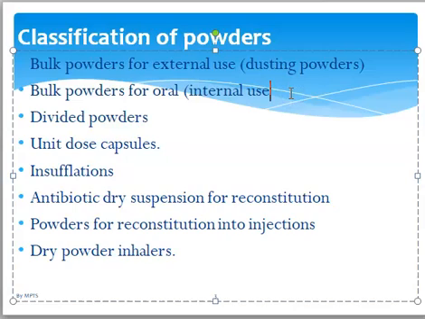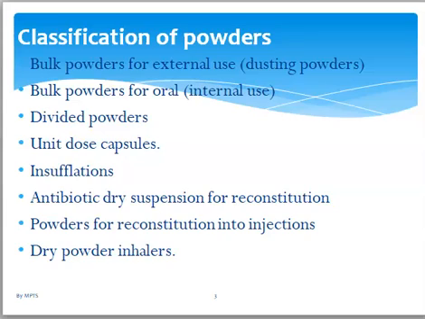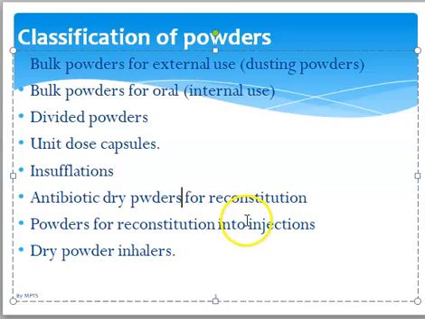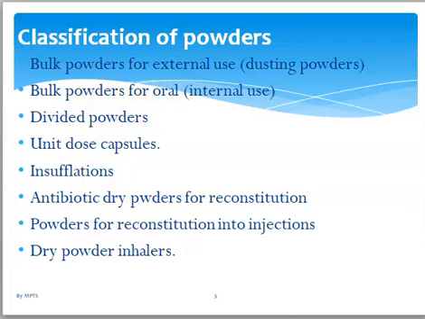Then we have divided powders, unit doses, and capsules. Of course, inside the capsule you have a powder, except those which contain pellets. Insufflations, because they are meant to be blown into body cavities. Of course, now antibiotic dry suspension for reconstitution. Now dry powders for reconstitution, either these can fall under bulk powders for oral use, or powders for reconstitution, usually injection. Then dry powder inhalers, where sometimes the aerosols are in the form of powders.